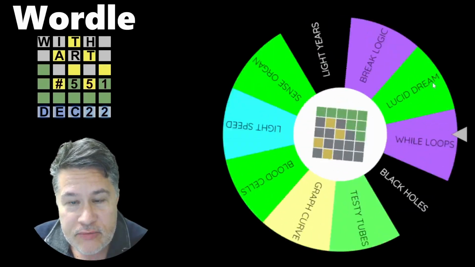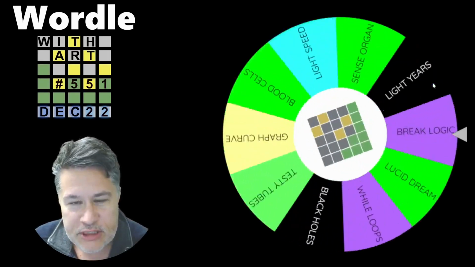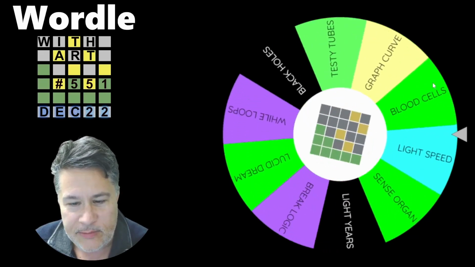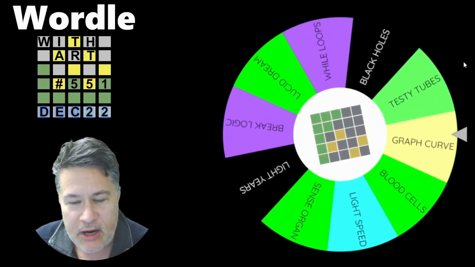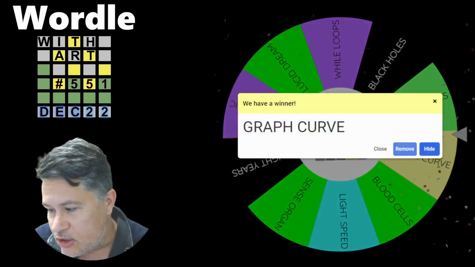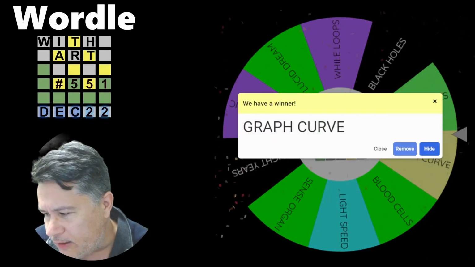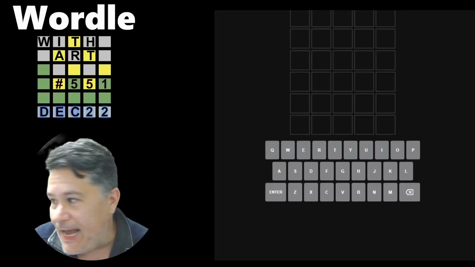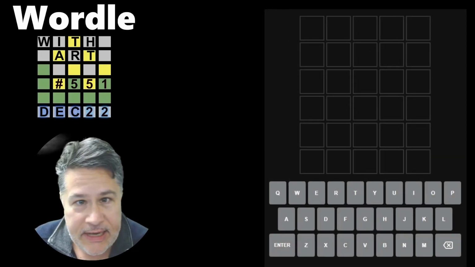Hello, everyone. Welcome back to another edition of Wordle with Art. We're giving our wheel a spin. We're going to see what two-word entry we're going to put in for today's Wordle in our math and science theme. It's going to be graph curve, clearly math related. So I like that. And why don't we go straight to Wordle and see exactly how that plays out.